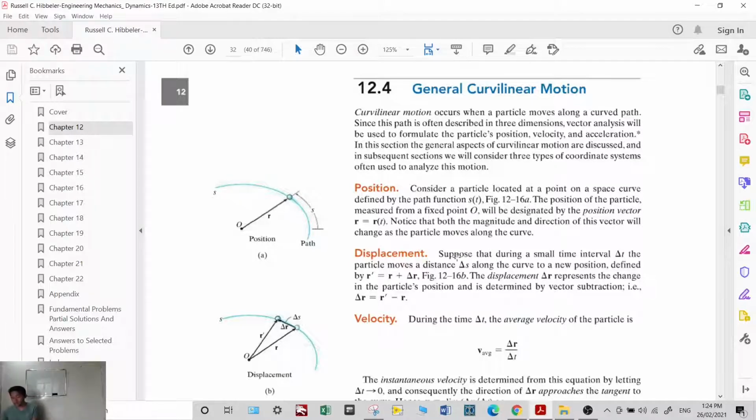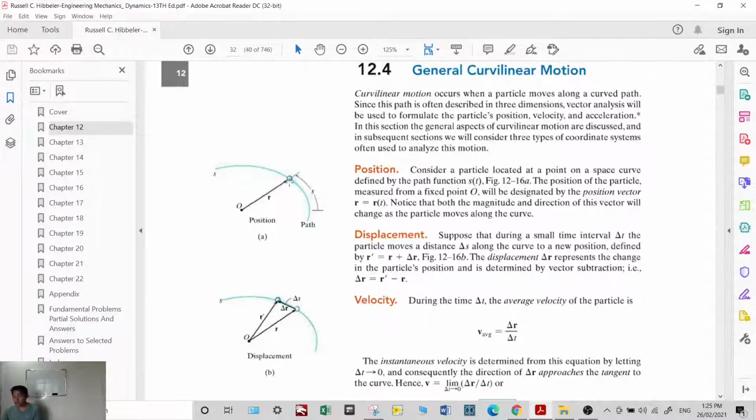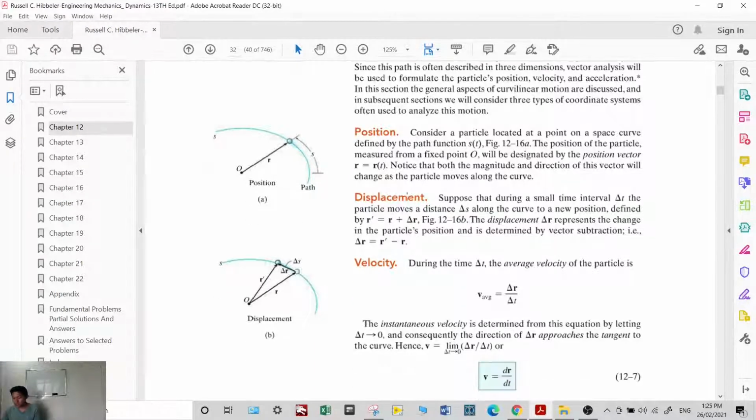So what is the displacement? If this particle moves at a certain time interval around here, the displacement is just the difference between the new position minus the old position, r prime minus r. By the way, your displacement vector is a vector, so it has direction.